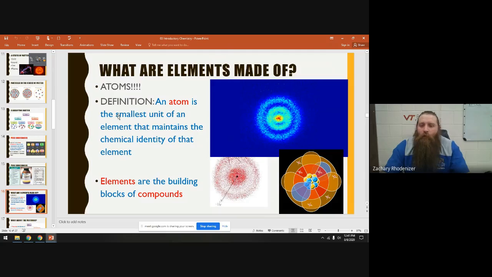Okay, and elements are the building blocks of compounds. Now, a compound is two or more elements bonded together. Actually, two or more atoms bonded together, because oxygen, O2, is a compound. It's two oxygen atoms bonded together.